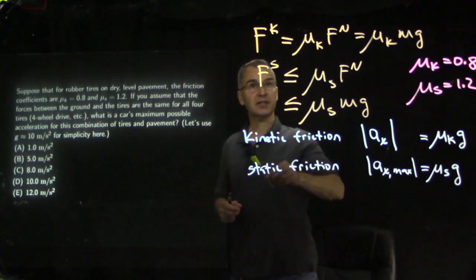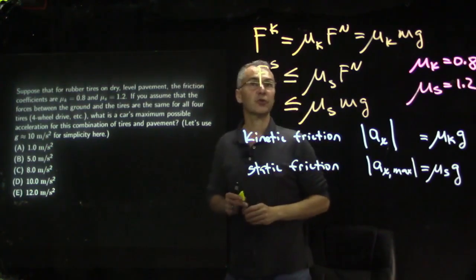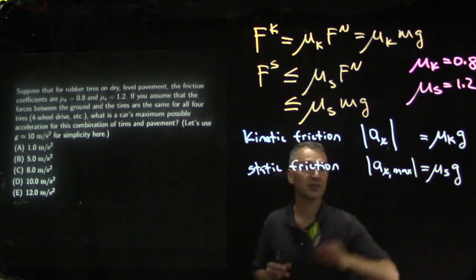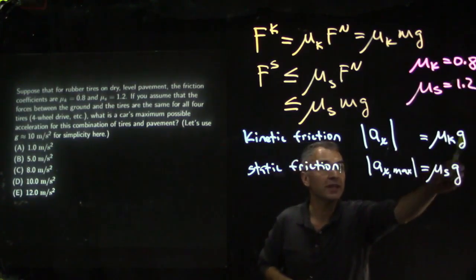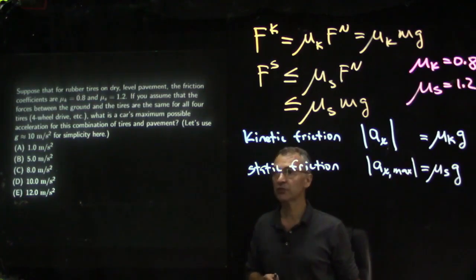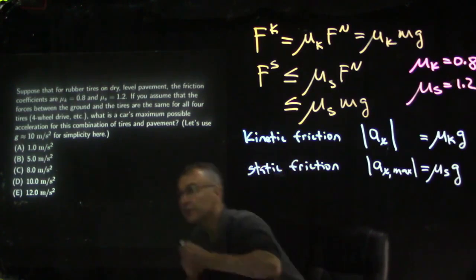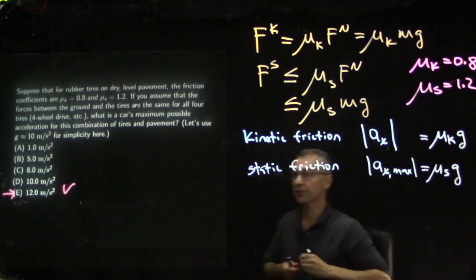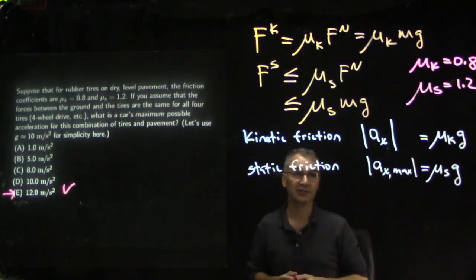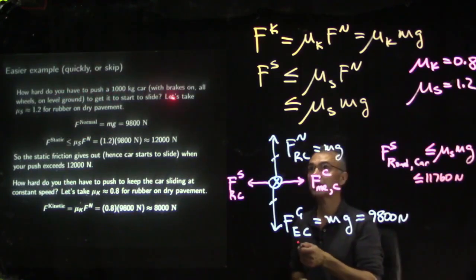So if we write down m times a equals the frictional force, then the best we can do with kinetic friction is mu kinetic times g. The best we can do with static friction is mu static times g. So this is 0.8 times g, and this is 1.2 times g. So static friction will do quite a bit better for us than kinetic friction, or it can anyway. The best we can do with static friction is 1.2 g, which is about 12 meters per second squared. So I think I like answer E here, echo, 12 meters per second squared. This is another reason, by the way, that we like anti-lock brakes: static friction can decelerate the car faster than kinetic friction can.